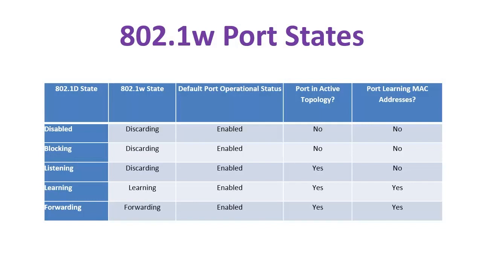Now please note that 802.1d may have had 5 different port states, but 802.1w has 3: discarding, learning, and forwarding. And you can count on the fact that you'll be asked about that in your exam.